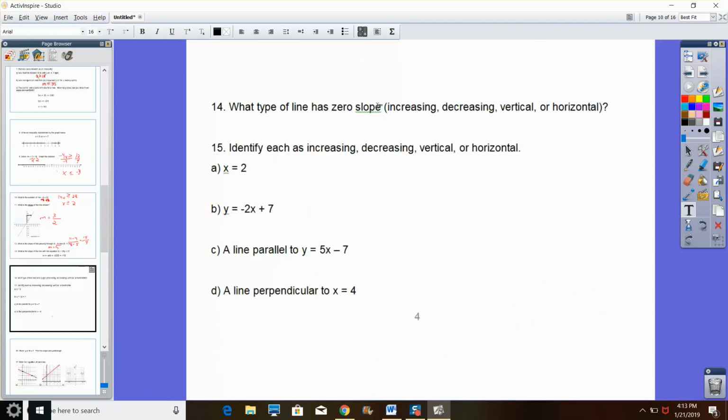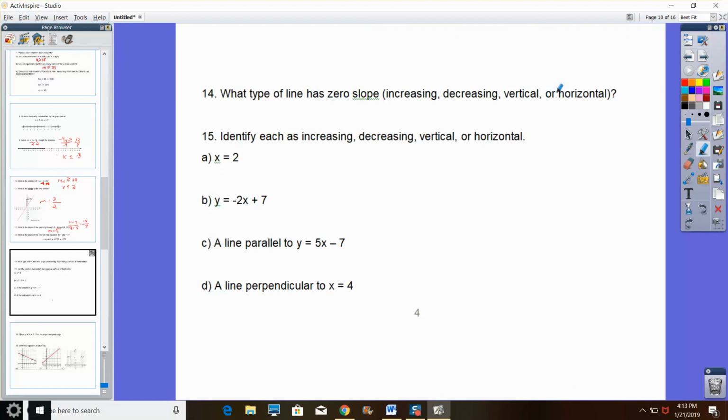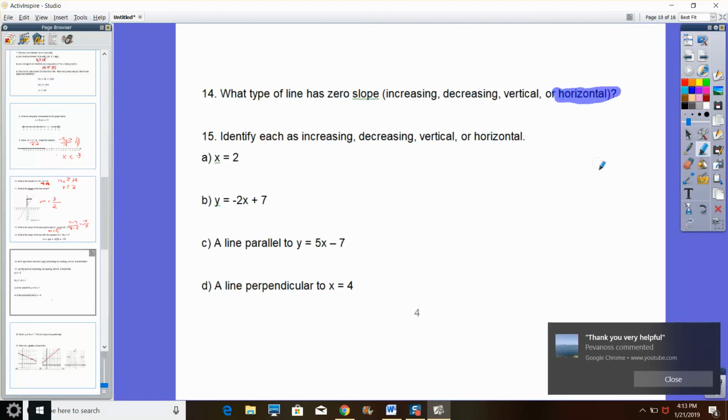All right, what type of line has zero slope? Increasing, decreasing, vertical, or horizontal? Zero slope is a horizontal line. So we want to use that as our answer there. Okay?